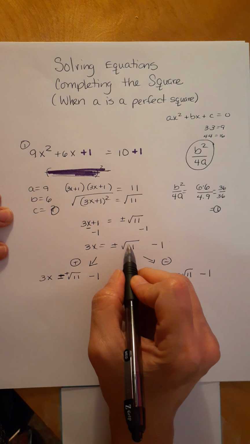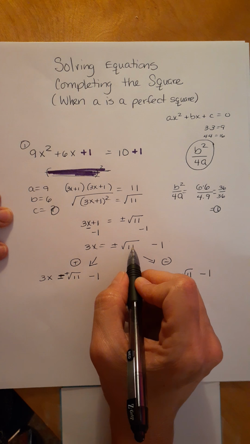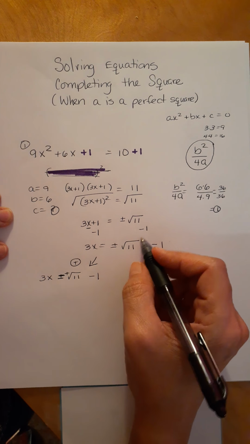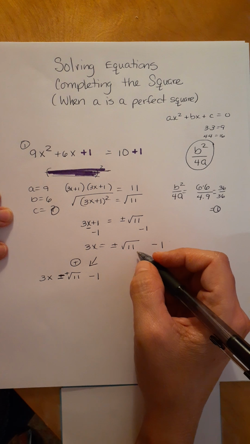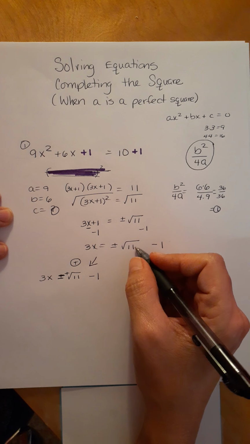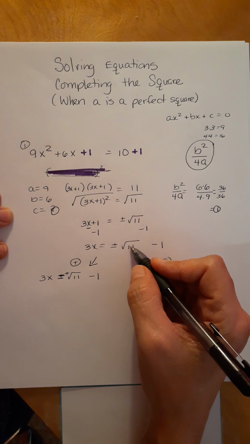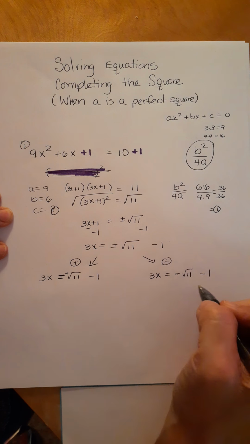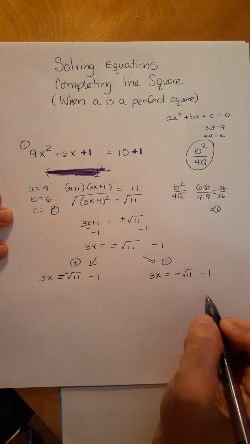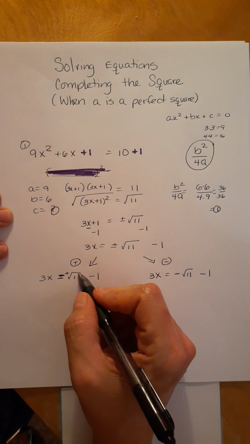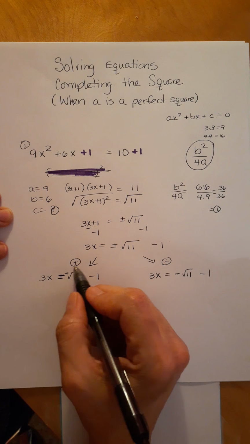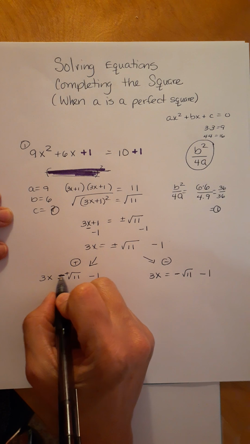The square root of 11 is a positive number, something like 3.4-ish. If it's negative 3.4-ish times negative 3.4-ish, it's still going to give you positive 11, because you're multiplying two negatives. That's why you get the negative part of it. And it could be 3.4-ish times 3.4-ish. That's why you have the positive version.